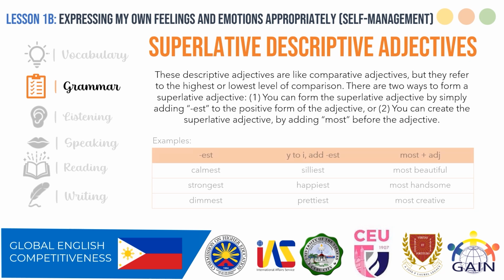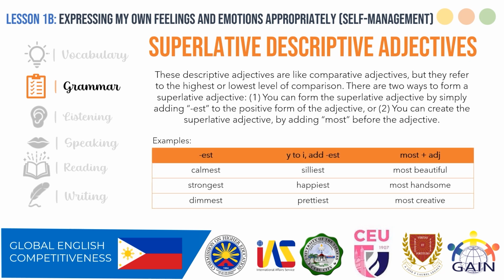For example, calmest, strongest, dimmest. We simply add est. Then we also have those adjectives that end with y. So we change y to I and add est. For example, silliest, happiest, prettiest. And the third set, we have here the adjectives that need the word most before the main adjective. Most beautiful, most handsome, most creative.